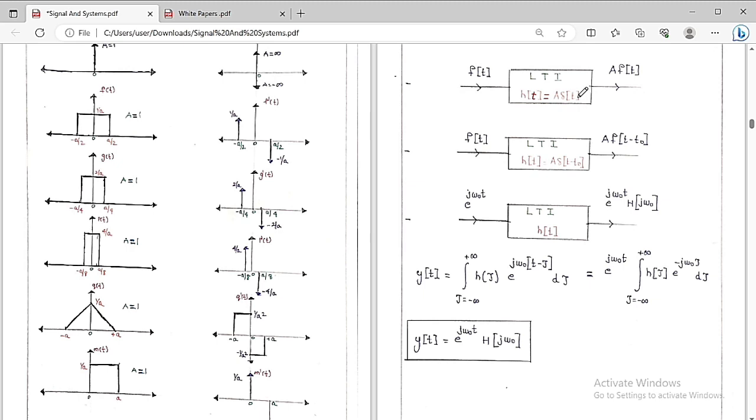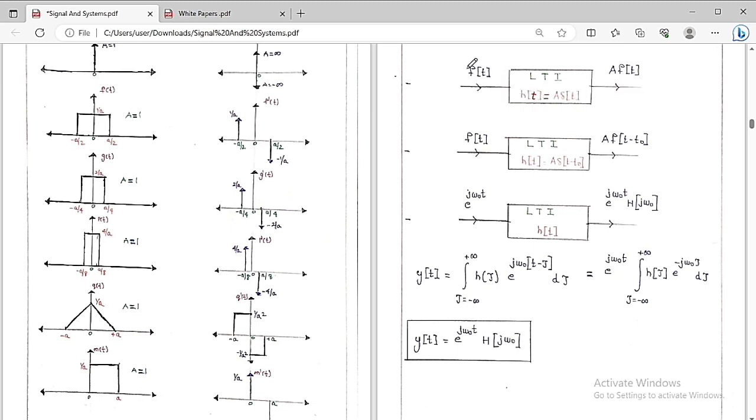Now suppose for the system I give the input as f of t, then what is the output? The output is y of t, which is f of t convolved with a into delta of t. So a is a constant, we can take it outside. a times the bracket of f of t convolved with delta of t, which is nothing but again f of t. So the output that we are going to get is a into f of t.